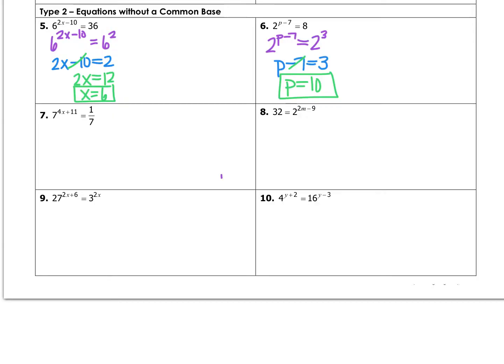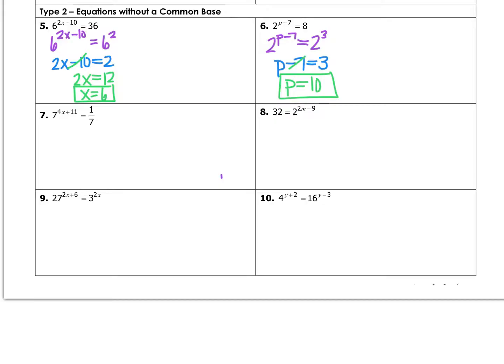All right, so hopefully you found that p equals 10. And when I plug it back in for p, I have 10 minus 7, which is 3, and 2 to the 3rd power I know is 8. All right, let's jump down to number 7. So I see that I have a fraction. So I have 7 to the 4x plus 11 equals 1/7.